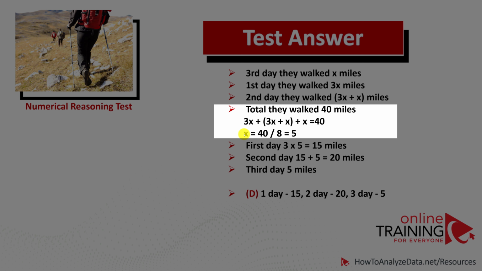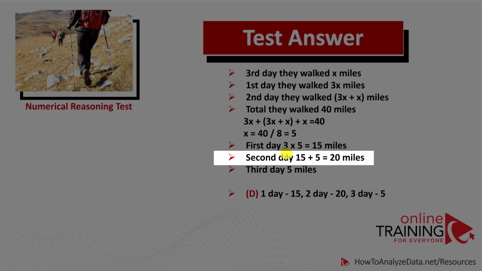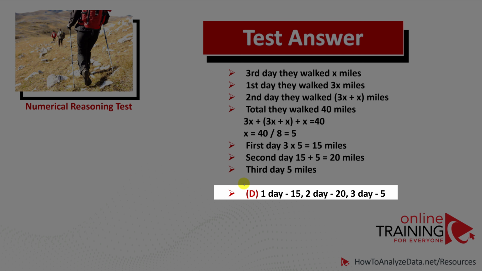If we try to get to the value of x, we would need to divide 40 by 8, which would be an equivalent of 5. So the first day, they walked 3 by 5, 15 miles. On the second day, they walked 15 plus 5, 20 miles. And on the third day, they walked 5 miles. So the correct answer is choice D, 15, 20, and 5 miles in 3 days.